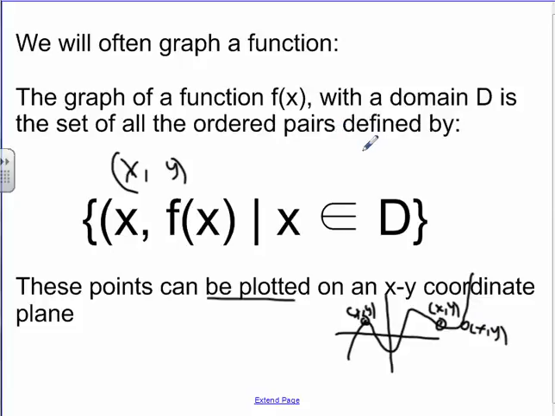It seems silly to define it that way, but for the graph of a function f of x with a domain of D, whatever is in the domain, x is something that you can actually have an x for. It's not like all of a sudden it stops and then picks up again. If x is valid, then all these points should be able to be plotted.